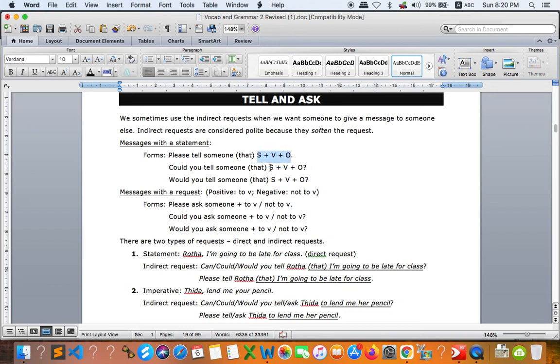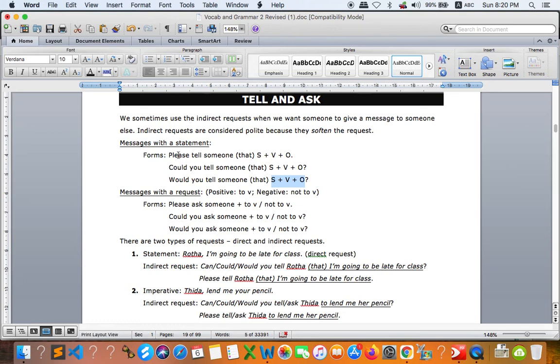All right, and I told you a statement is a sentence. A sentence, what is a sentence? It is about subject, verb, and object. All right, so you just copy the statement from the message and use it with an indirect request right here.